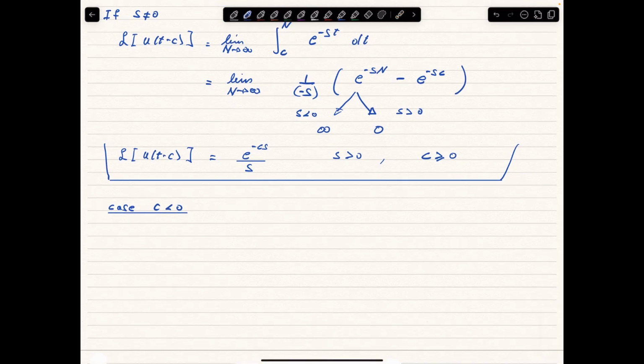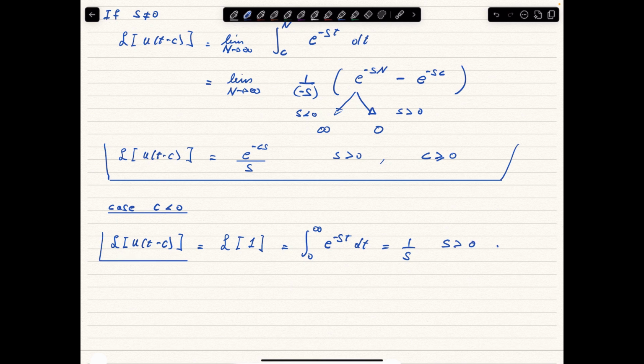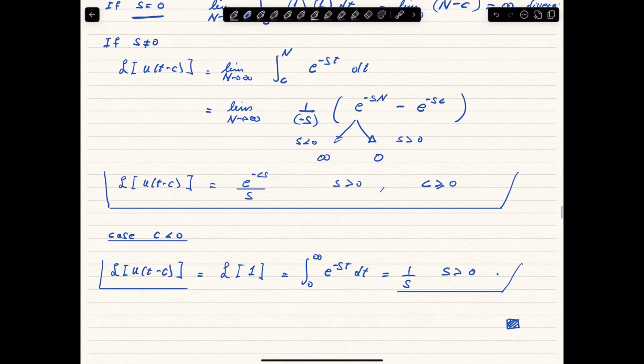Because of that, we know what the Laplace transform is going to be. The Laplace transform of u t minus c, recall c is negative, is exactly the same as the Laplace transform of the function 1, no matter how negative c is. And we know what that is. This is the integral from 0 to infinity of exponential negative st dt, and we computed that in a previous video. We obtained 1 over s for s positive. And this is what we say in the theorem. So that is how we compute the Laplace transform of a step function.